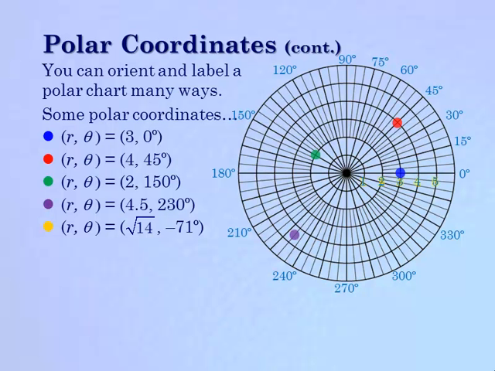Well, negative 71 is going backwards, and we can also compare that to 360, which will be the same as 289 degrees, and we can evaluate the square root of 14 and get 3.74, and that tells us how far out from the center we have to go. Or how about 5 and 480 degrees? So 480 degrees, that's more than 360, so we have to go around more than once. So really, we're just stopping at 120.